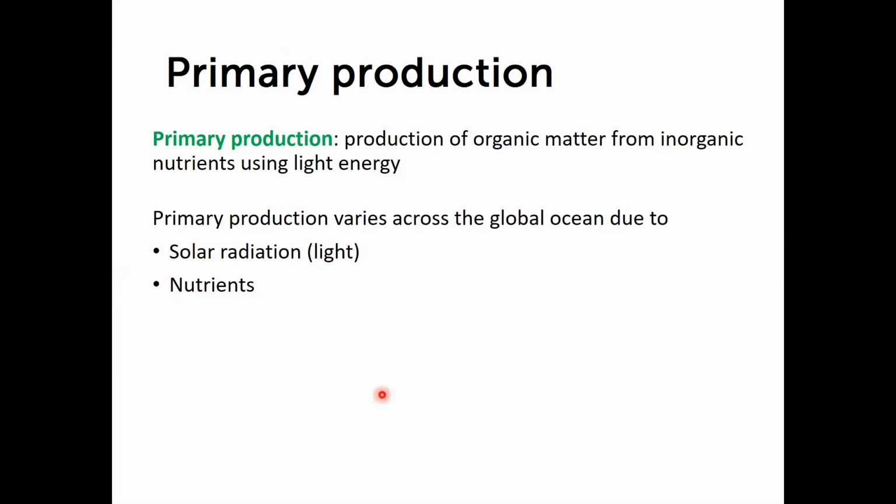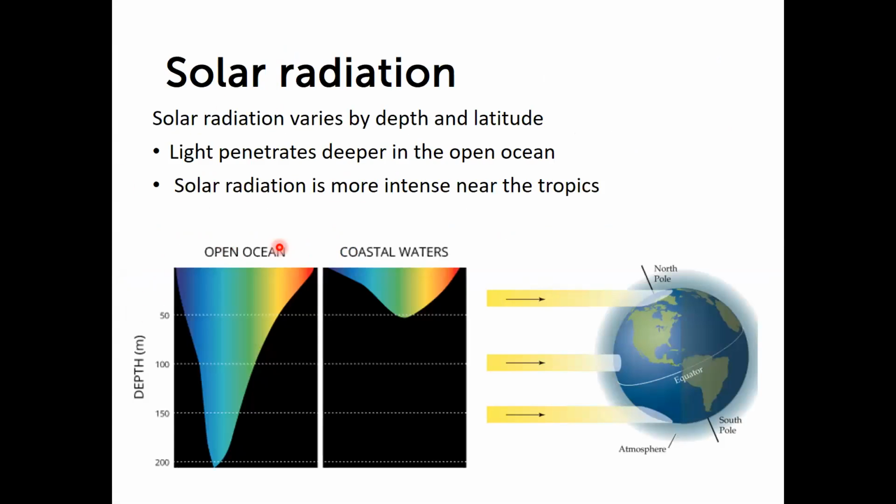The primary production, the production of organic material from inorganic nutrients using sunlight. So this is the result of photosynthesis. Primary production is telling us how much photosynthesis is happening. And it's going to vary based on solar radiation. So seasonally, solar radiation is going to change, and also by the amount of nutrients. So we need sunlight and nutrients for photosynthesis to occur. So variations in sunlight and nutrients across the globe are going to create variations in primary production.